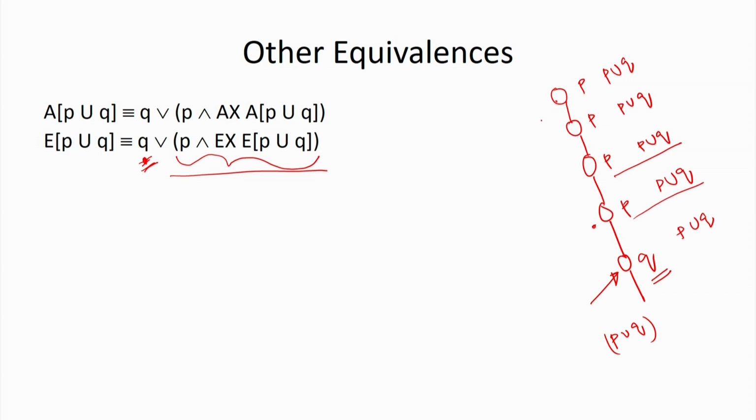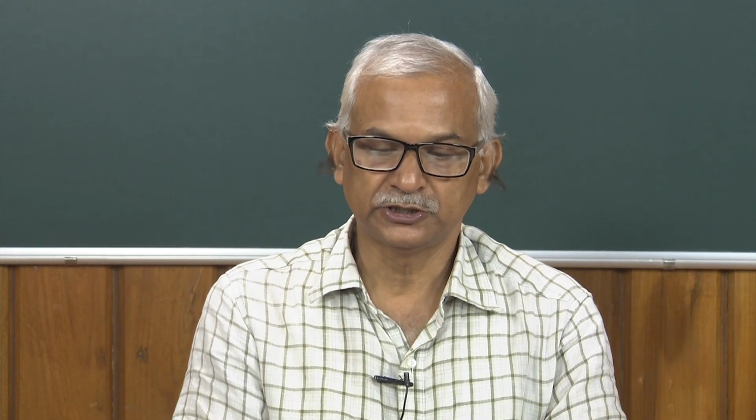That means, if you consider all paths, if P is true over here and in all next states A P until Q is true, then we say that A P until Q is true over here. So, P must be true and we must have a scenario like that in all paths in the next state, where A P until Q is true. Okay. So, these are the equivalences that we are having.